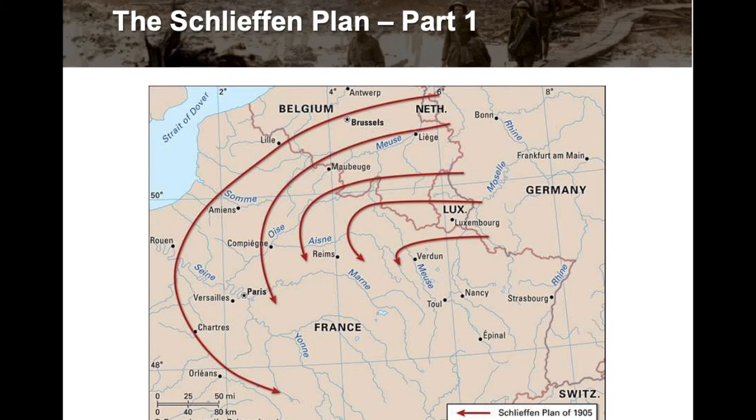Schlieffen Plan Part 1. You can see on the map, you have your German forces here in Germany along these lines. You can watch my cursor. And it's basically these big swinging movements that are going to happen. They're going to move through Belgium, move through Luxembourg also. They're neutral. And they're going to swing around here, cutting off any kind of attempt for England to come help, swinging down, taking Paris, defeating France. That's part one. And this is going to be a really quick movement. That's the plan, a real quick movement.